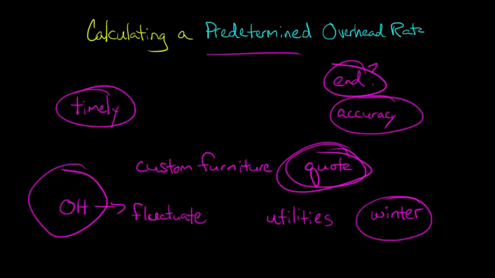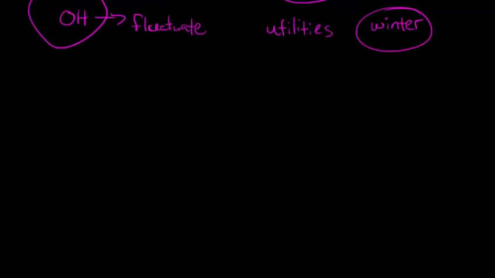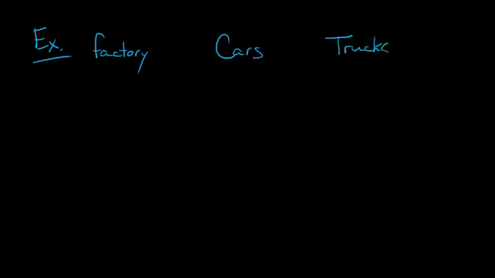So now that we have a rationale for why we would calculate a predetermined overhead rate instead of just waiting to the end of the period and seeing what actual overhead is, let's actually calculate a predetermined overhead rate and see how it works out in practice. For our example, let's say we have a manufacturing plant, a factory that makes two things. It makes cars and it makes trucks. So we've got these two different divisions at our factory.